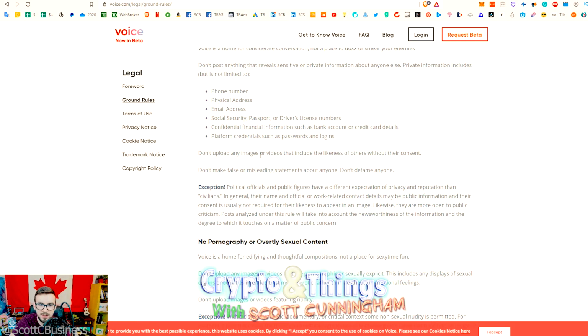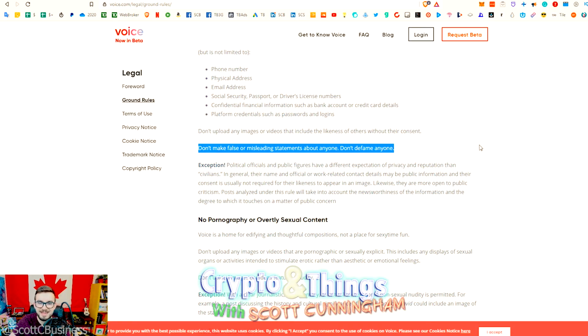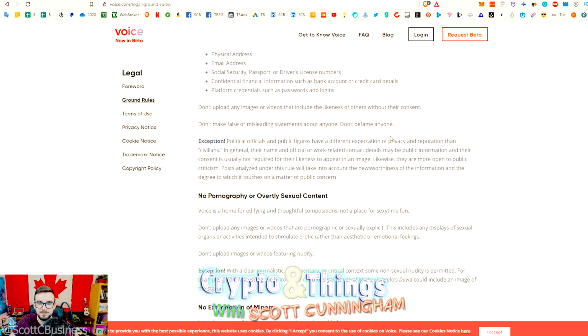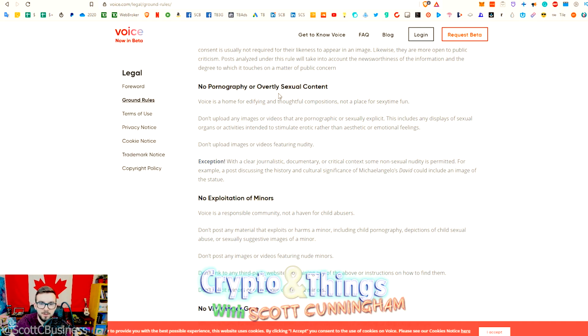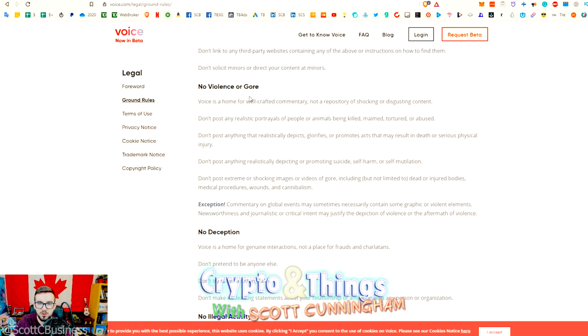Do not upload any images or videos that include the likeness of others without their consent. Do not make misleading statements. Don't defame anyone. Misleading statements. No pornography. That's fair. Even that, I wouldn't make an argument for free speech around pornography. No exploitation of minors, of course. No violence or gore.